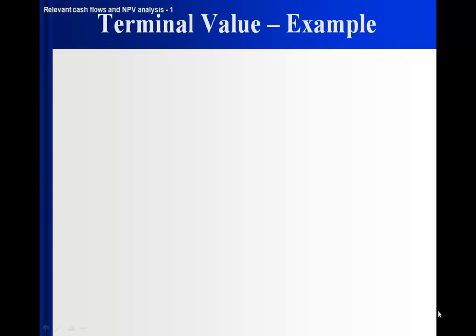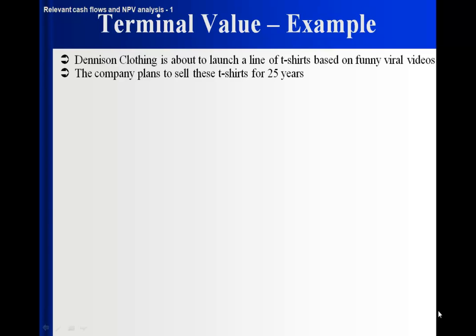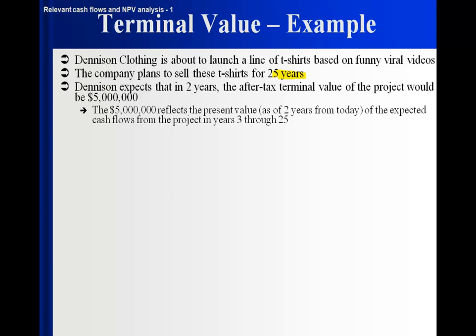Let's take a look at an example that involves terminal value. So we have a company, Dennison Clothing, and they're looking to do a 25-year project where the project is to launch a line of t-shirts based on funny viral videos. So there's a grumpy cat, or there's someone who falls on their face, or something happens to them and everybody thinks it's hysterical. They're going to sell t-shirts with quotes or images about this. In 2 years, the after-tax terminal value of the project would be $5 million.